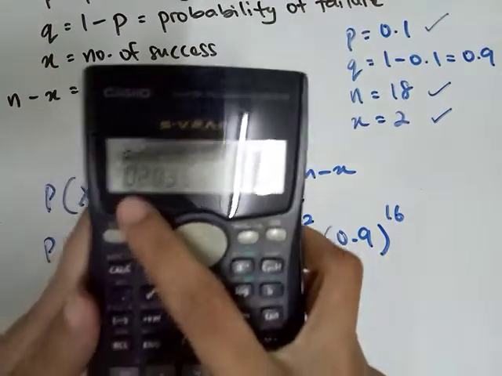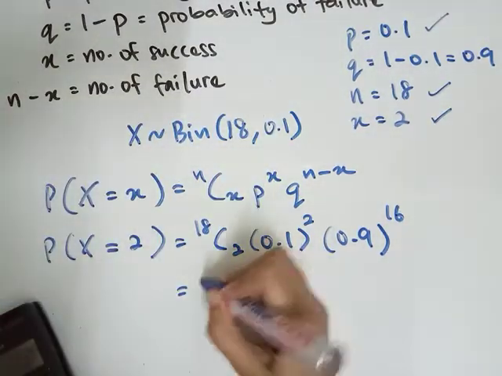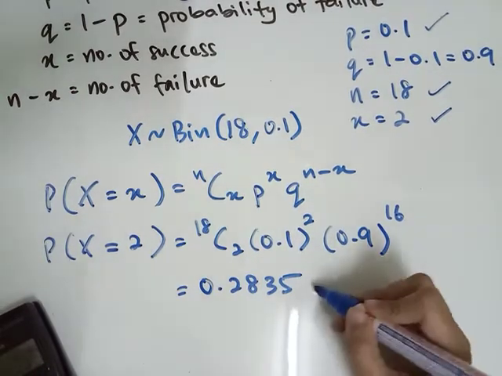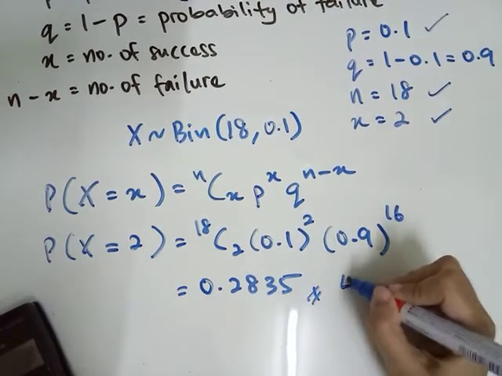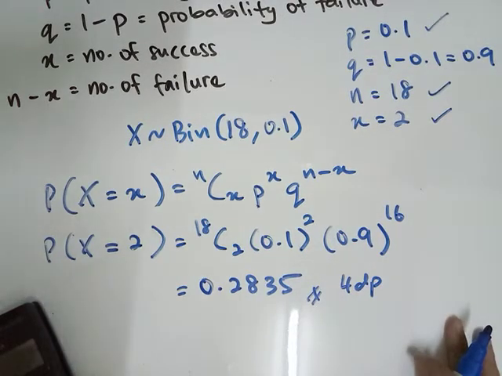Okay, dia akan keluar 0.2835. Okay, the answer is 0.2835. So this is the answer. Okay, take 4 decimal places. So this is the answer for example 2.